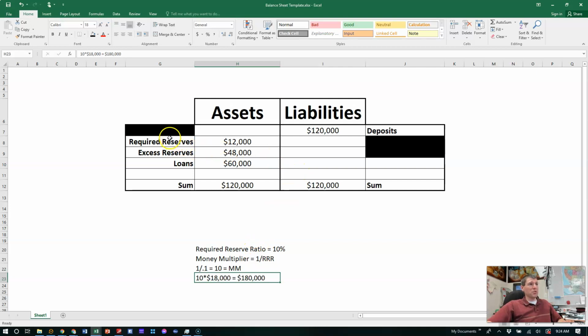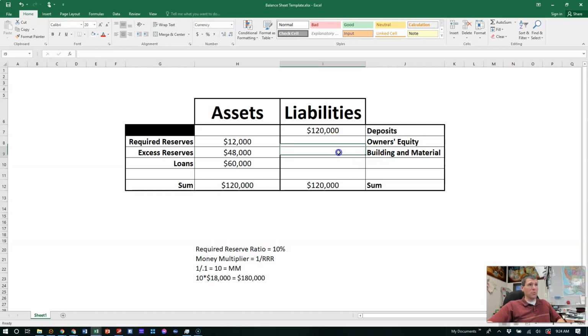Now, sometimes we'll see a question where it just says reserves instead of breaking it out into required and excess. Sometimes it'll throw some other stuff in here where it'll talk about owner's equity and buildings material and give you a dollar figure there. That is almost completely irrelevant to the question. They'll just throw that stuff in there to throw you off and try to get you to put that into your calculations. On the liability side, the only thing you care about is what's on deposit. So that's what you want to use for calculations, what's on deposit, and then match it up with reserve stuff over here: required reserves, excess reserves, and loans. Don't worry about the owner's equity and the building material. Don't use that as part of your calculations.